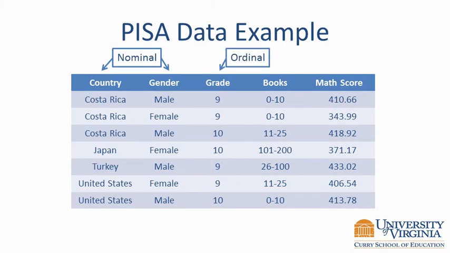Grade is ordinal, but what about books? This variable represents the number of books in the home. Is the number of books ordinal, interval, or ratio? The answer is not as easy as it seems. Let's look at the specific text of the question.